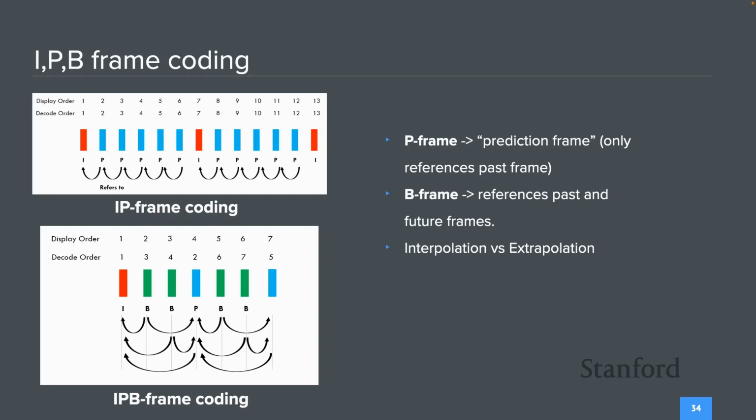We know that it should lead to better compression, but let me again show you that. Maybe we'll do that later. But any thoughts on when you might want to use, I mean, in some cases, IP frame coding might be better, in some applications? Any thoughts on when you might prefer IP frame coding versus IPB frame coding?